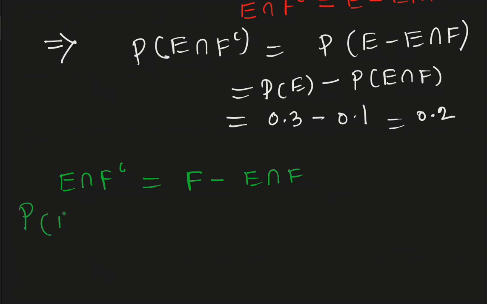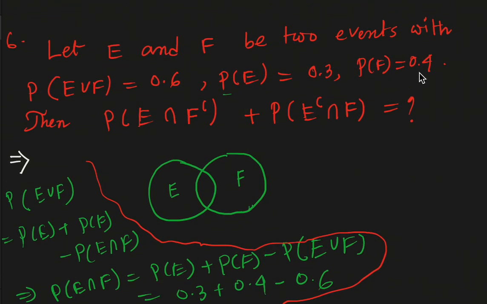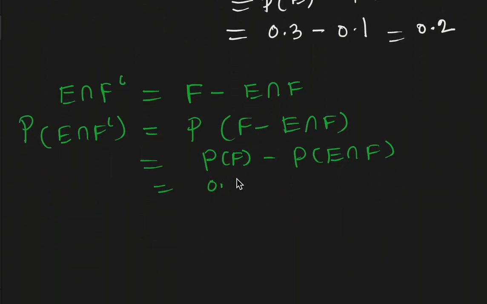What is the probability of it? From the corollary that you have already learned from your previous class, the probability of F minus E intersection F is nothing but P(F) minus P(E intersection F). What is the value of P(F)? Let me check. P(F) is 0.4. So 0.4 minus 0.1 is 0.3.